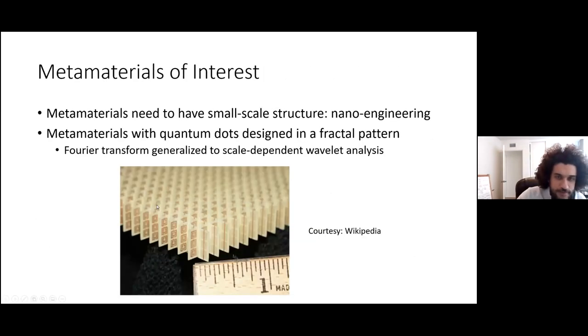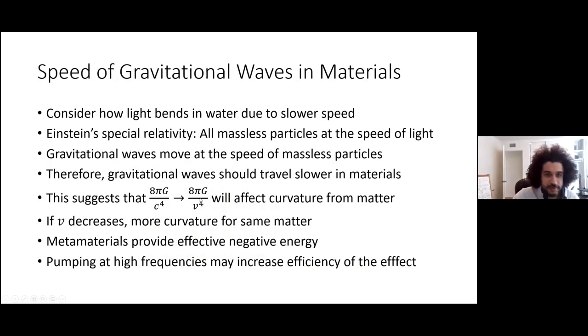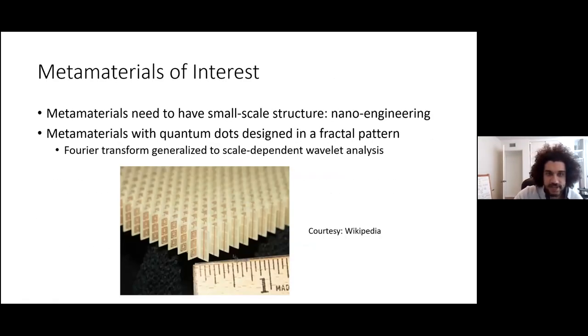So really this c to the fourth, sorry, when we go to the macroscopic formulation, we want to think about v to the fourth. And then if v decreases, we can get more curvature for the same matter. And then if we could get some minus sign coming out somewhere through the effects of the metamaterials, then we can get the antigravitic effects. Really, we're going to need the pumping, so it's going to oscillate between positive and negative. And that's going to be how maybe we could increase efficiencies. But obviously, there's still a lot of work that needs to be done because it's a very difficult barrier to get over. So, I'm not going to go into details.